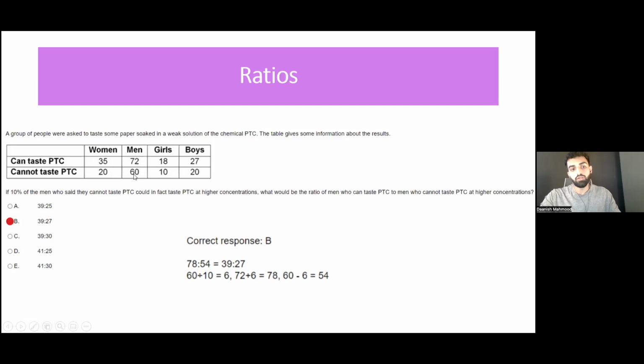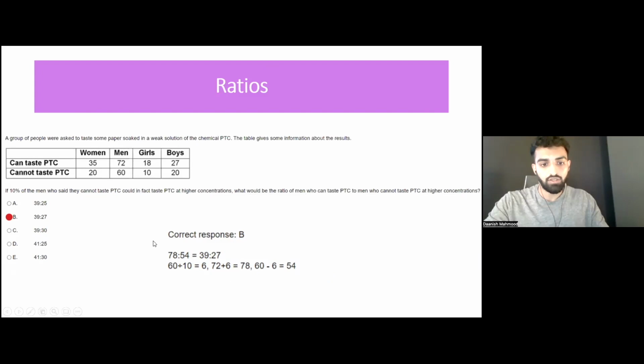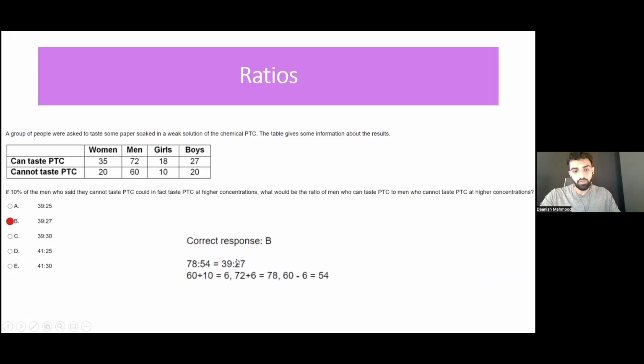But you have to remember, you took 6 away from the 60, which gives you 54. And then your ratio is 78 to 54. And to make the jump from there, left to the right, is simply divide by 2. If you're doing ratios, that's the safest thing to do, just divide them both by 2. More often than not, it should give you your answer.